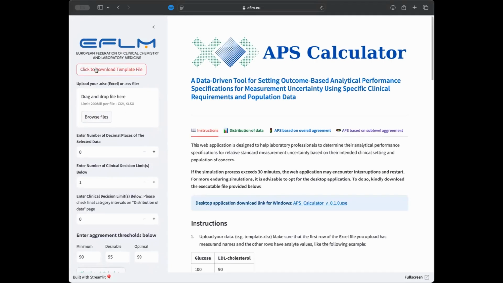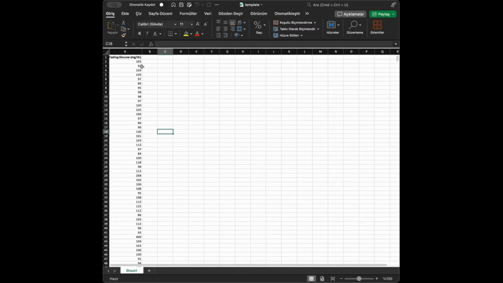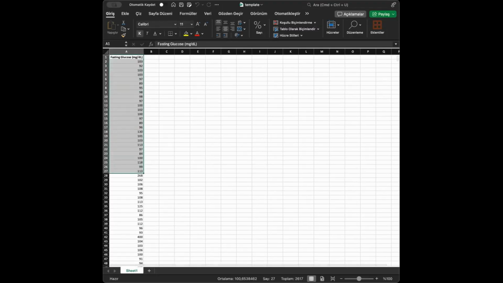So at the sidebar, there is a click to download template file button. When you click on this, it shows you the example template file, just like it. And the example file is related to fasting glucose levels. Firstly, at the first row, there's the name of the measurement. And afterwards, it should follow with the values for this measurement. So your data should align with this specific structure.